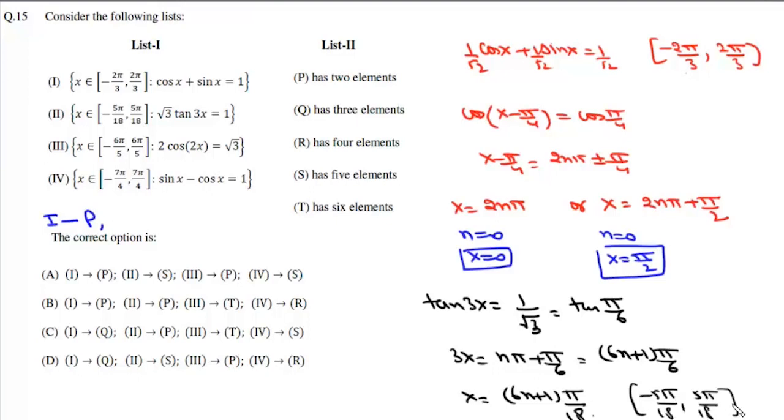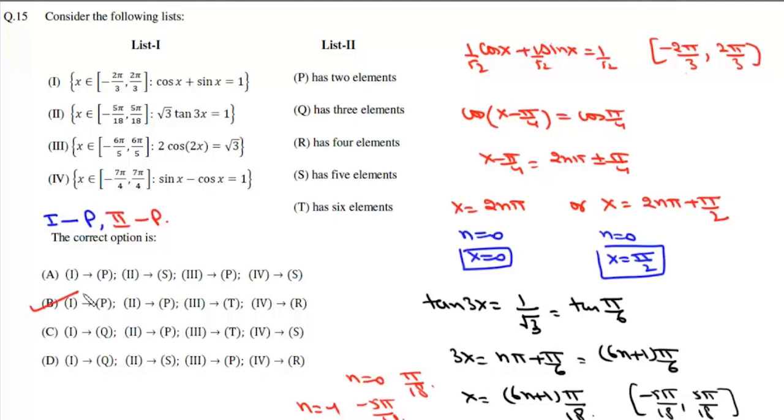Now one of the values, if we put n as 0, we'll get this as pi by 18. Now if we put n as 1, it will be greater than 5 pi by 18, and if we put n as minus 1, we'll get this as minus 5 pi by 18. So here also we have two values. So this second one also matches with P. So first matches with P and second matches with P. This is option B.